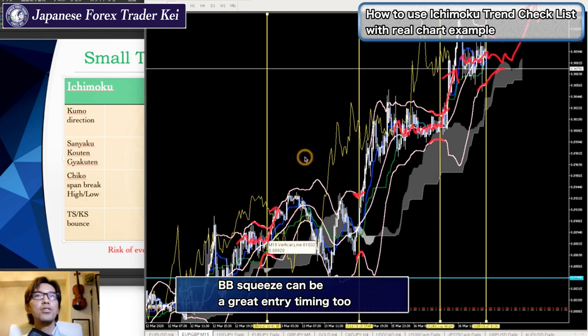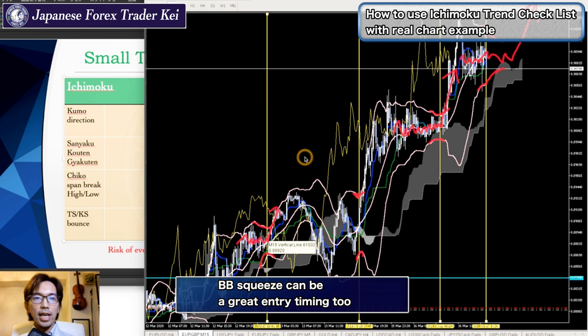So when you look at a 15 or 5 minute chart, and you see the Bollinger Bands squeezing, then that would be a great entry timing to take a buy or sell according to the major trend direction. Okay. So that's the bigger picture of how I've created this trend checklist.